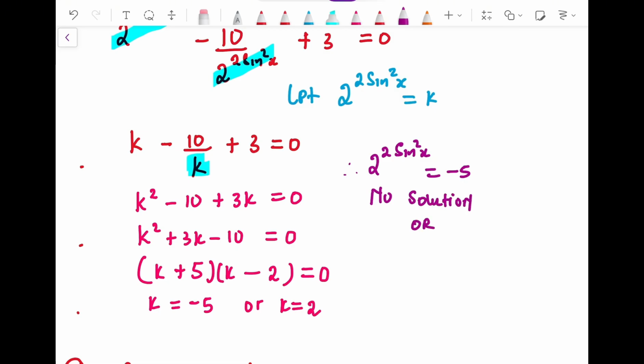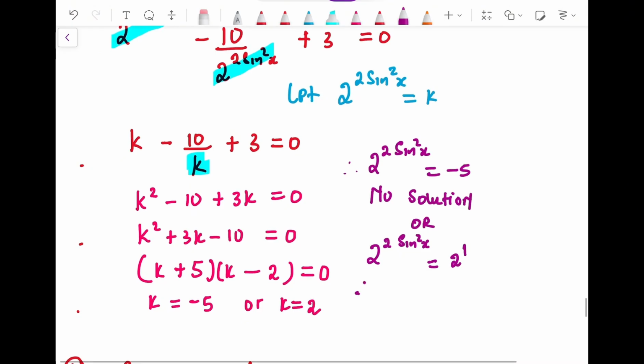Or 2 to the exponent 2 sine squared x is equal to what? Is equal to 2 to the exponent 1. Now we can see that the bases are the same. So if the bases are the same, exponents are equal. So therefore, we are going to have 2 sine squared x is equal to what? Is equal to 1.